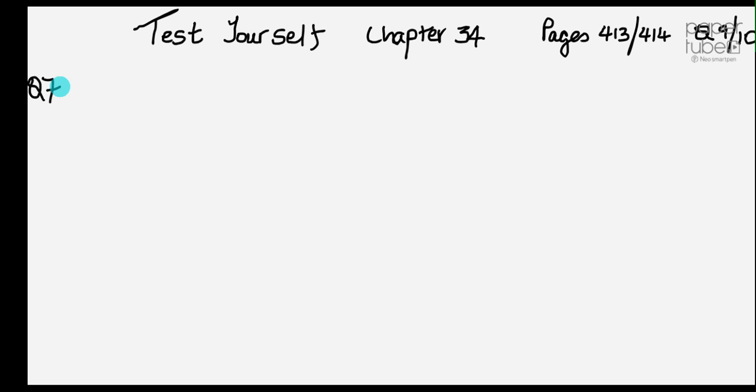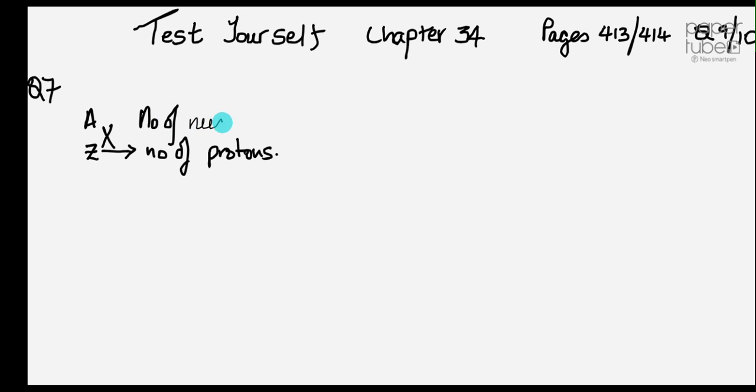I'm looking at page 413. You should be looking at page 413 and watching the video. It tells you the language to use. So remember, A cross Z, and that tells you the number of protons. And remember, A cross Z is just a mnemonic. And this is the number of, now get your teeth around this one, nucleons, protons and neutrons, P's and N's.